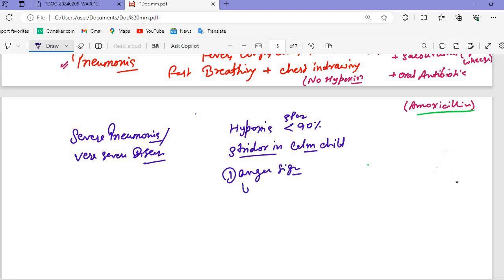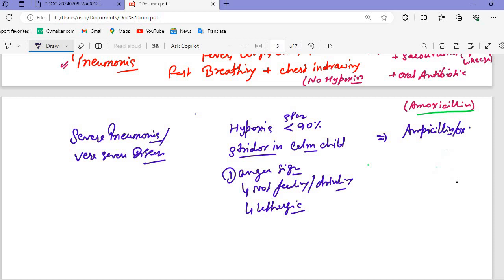The baby is not feeding, or the patient is not feeding, the patient is not drinking. Then every time we have the lethargic condition. At that time we need to give ampicillin or oxacillin. They are the same drugs, same family, ampicillin, oxacillin.